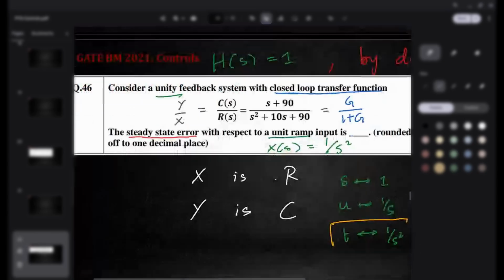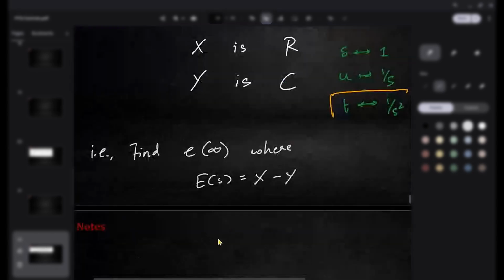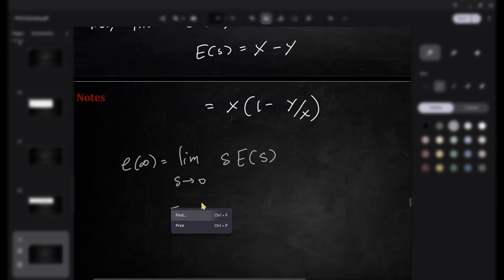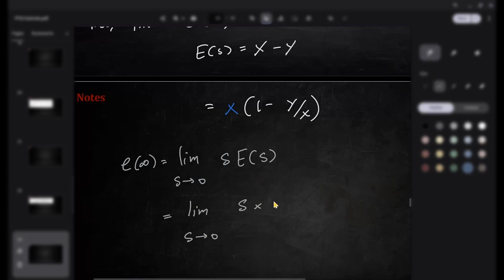I have set this up. All they want us to find is e of infinity, where e of s is X minus Y. So that equals X into 1 minus Y by X. So e of infinity is the limit s tending to 0 of s times e of s, that equals the limit, since it is infinity steady state, s tending to 0, s into X, which is the ramp, so that is 1 by s square.